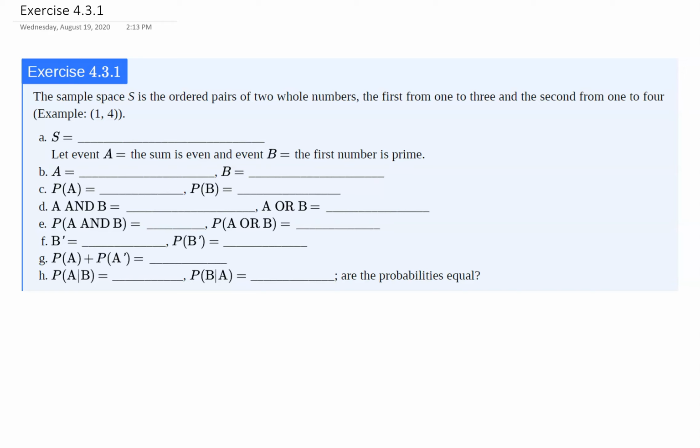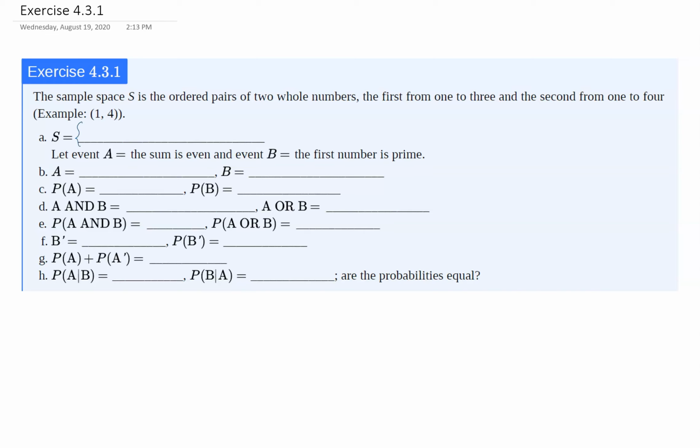So we're talking about ordered pairs. If you remember from algebra, these are the x, y ordered pairs that we would use to plot on the Cartesian coordinate plane. So x is 1 and y is 4. But we're just going to list them out as ordered pairs. And so let's start out. Sample space S is the ordered pairs of two whole numbers, the first from 1 to 3 and the second from 1 to 4.